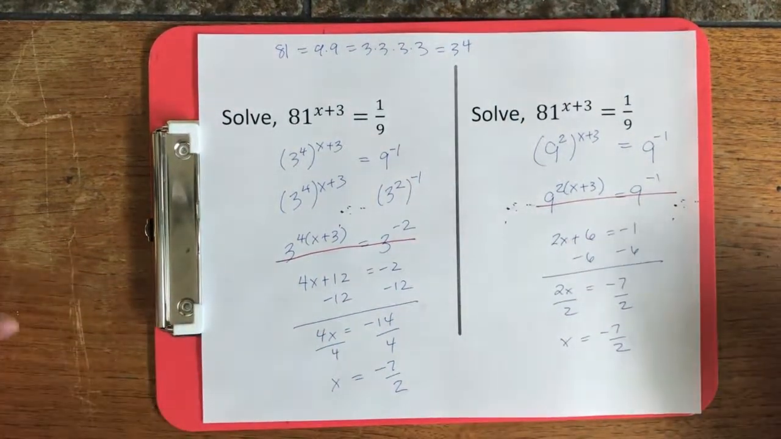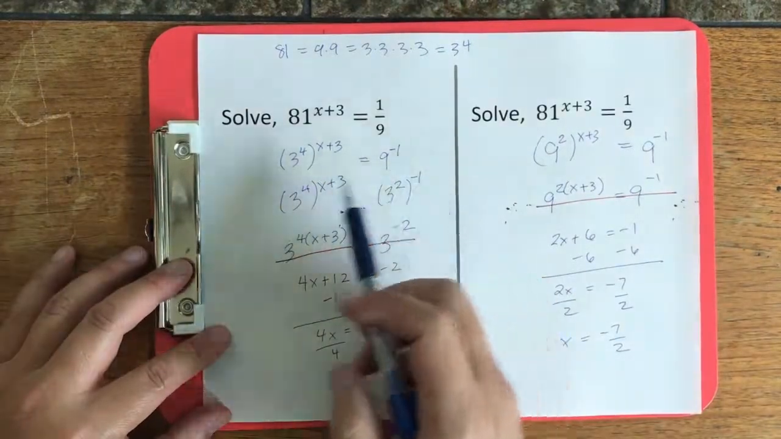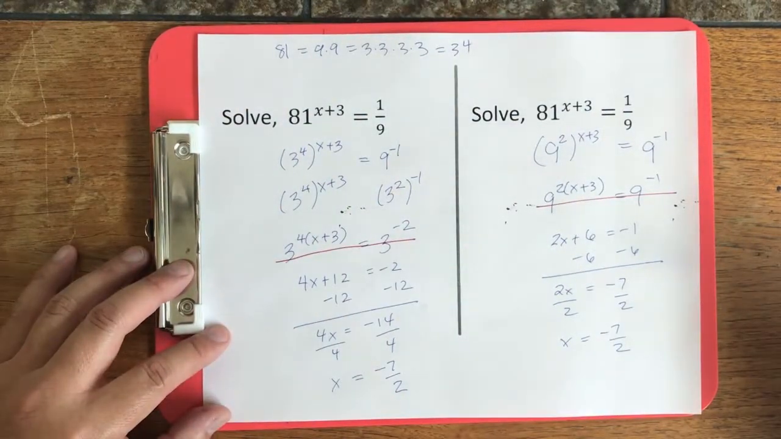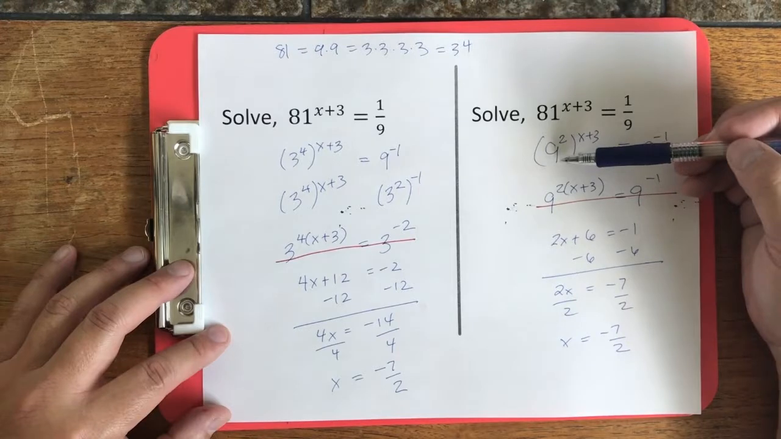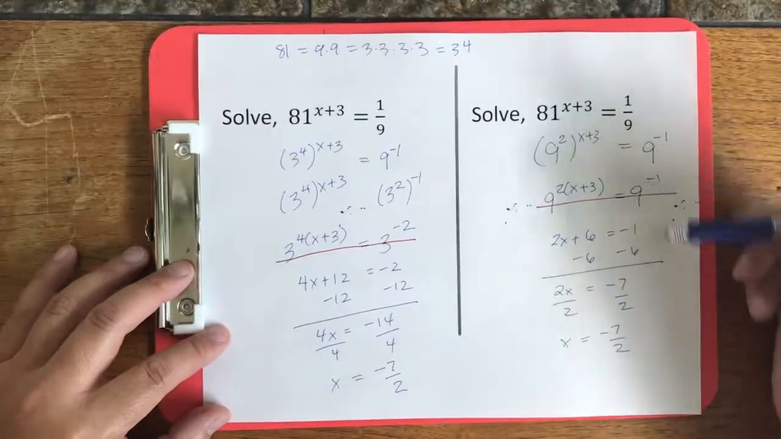So the moral of the story is, as long as the bases match, you'll get the same answer, but if you use a larger matching base, you'll do a little less work.